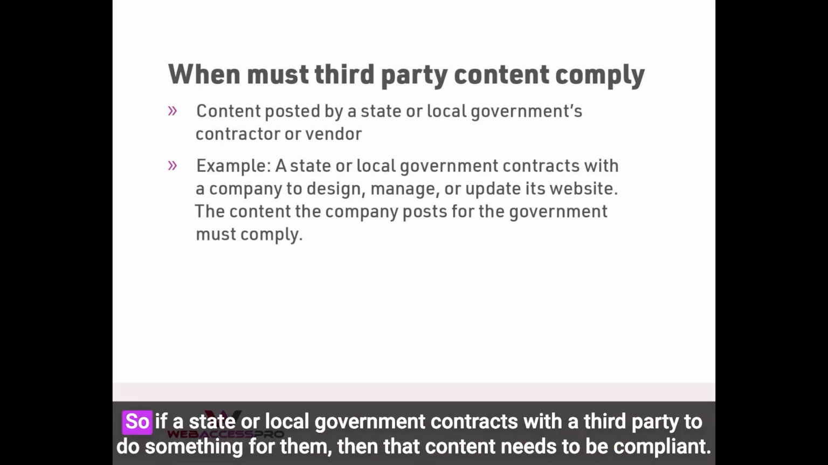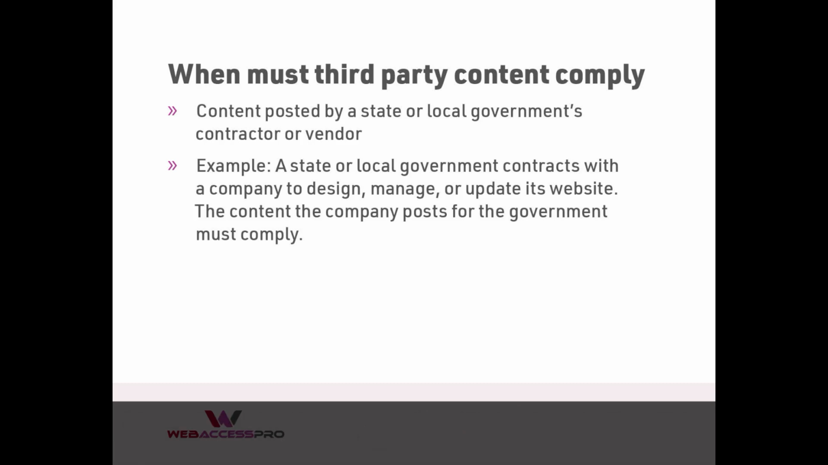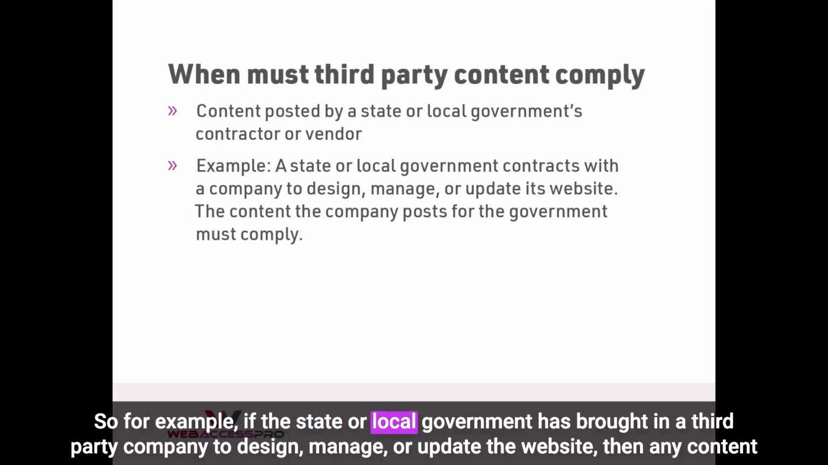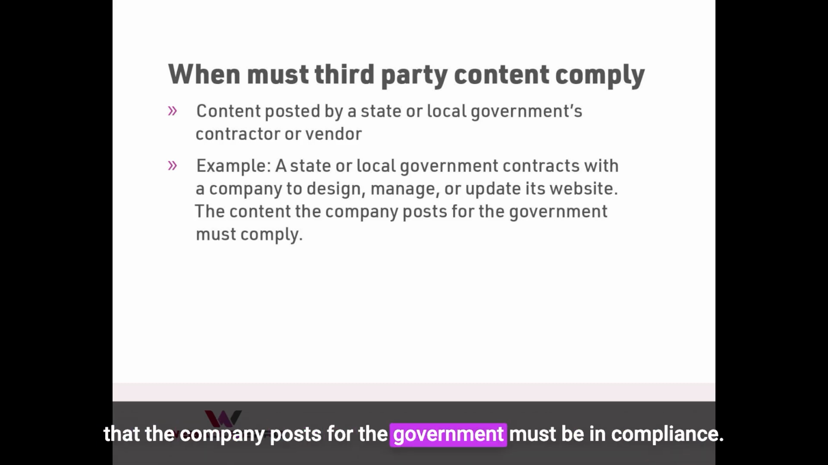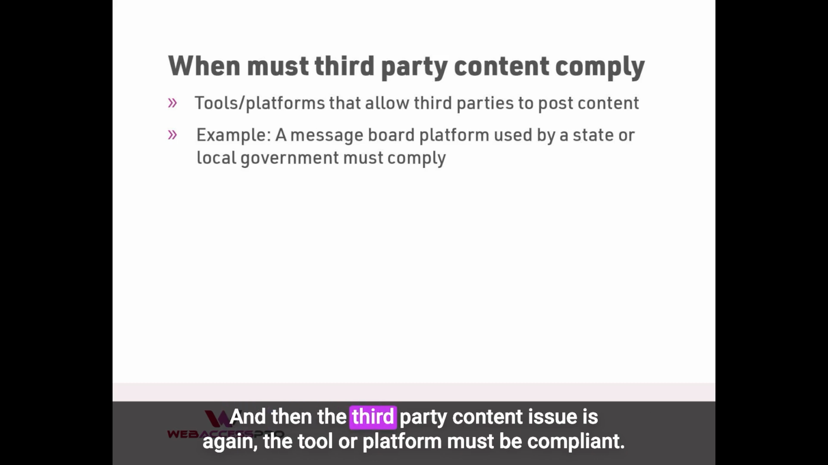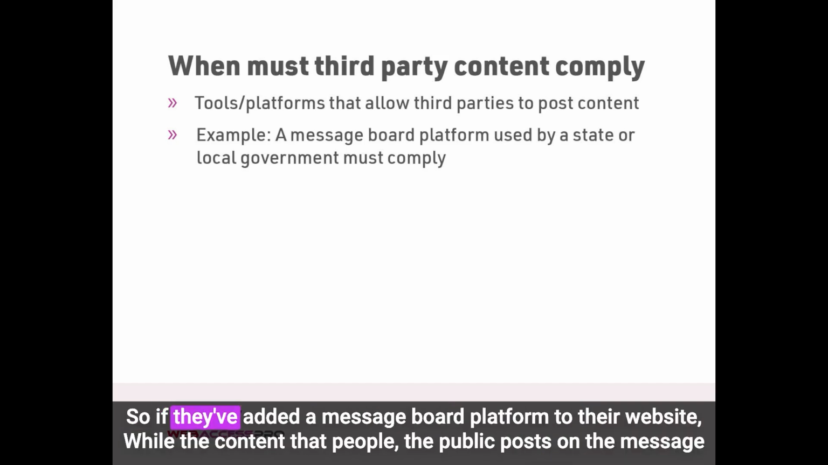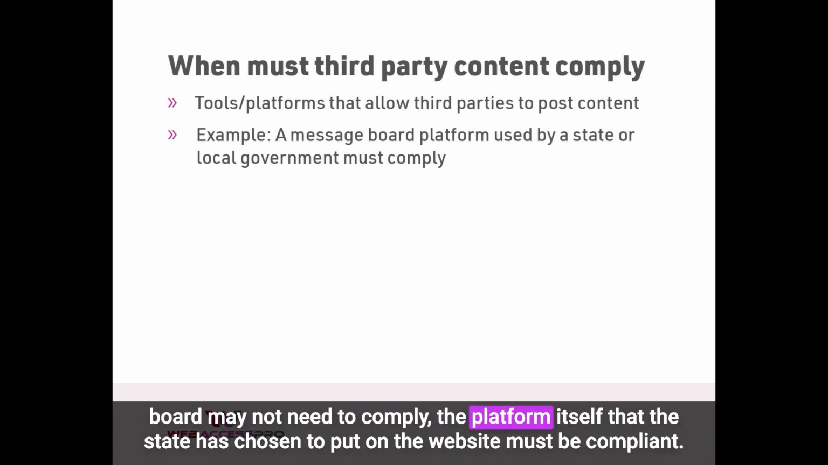Another instance where third-party content must comply is when the content is posted by a state or local government's contractor or vendor. So if a state or local government contracts with a third party to do something for them, then that content needs to be compliant. For example, if the state or local government has brought in a third-party company to design, manage, or update the website, then any content that the company posts for the government must be in compliance. And then another third-party content issue is, again, the tool or platform must be compliant. If they've added a message board platform to their website, while the content that the public posts on the message board may not need to comply, the platform itself that the state has chosen to put on the website must be compliant.